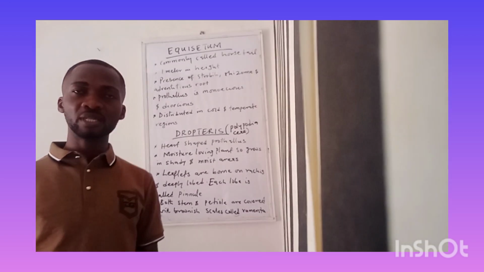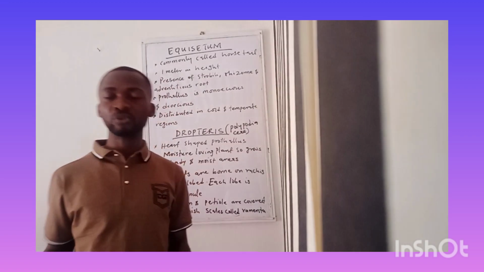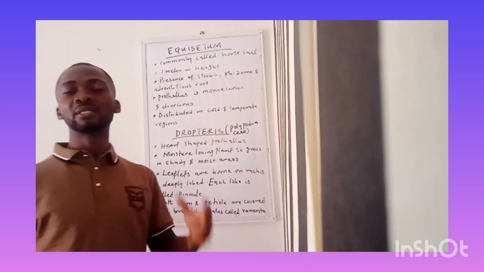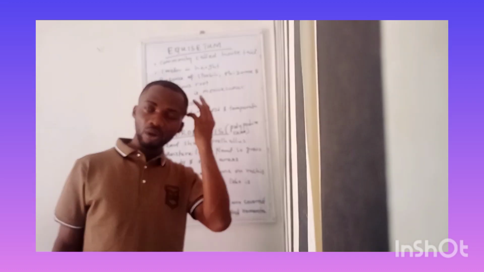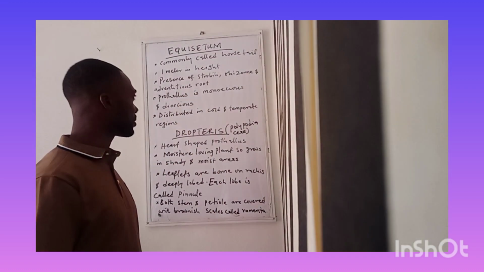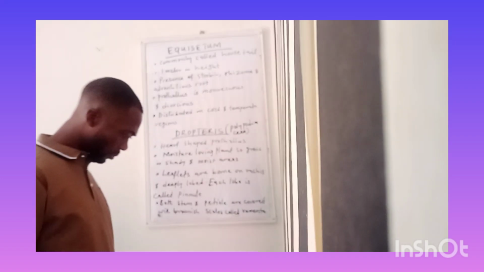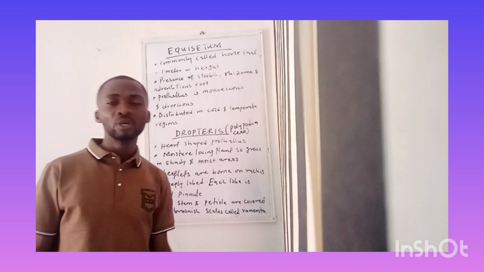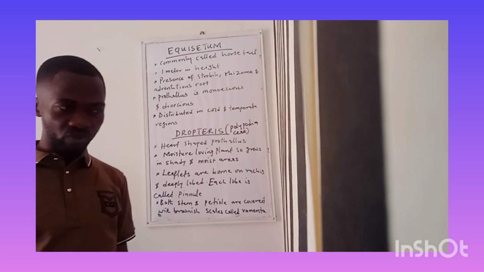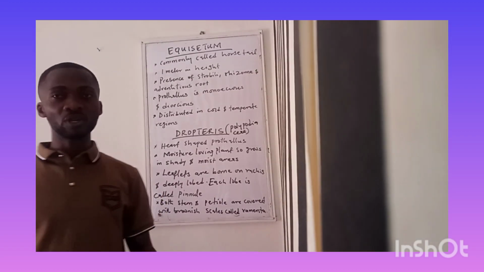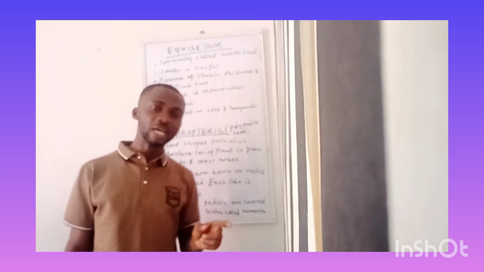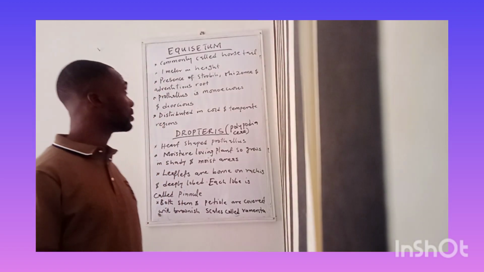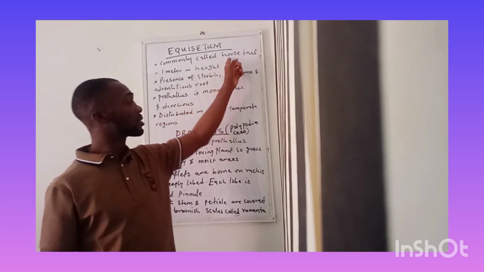And like we did in the case of Psilotum and Lycopodium, I'd like us to go through the characteristics, after which we'll now look at the general life cycle of these two representative examples. The first one is that Equisetum is commonly called the club moss. Sorry, the horsetail. The club moss is the common name for Lycopodium. Equisetum is commonly called the horsetail. Please note that that is a common name.